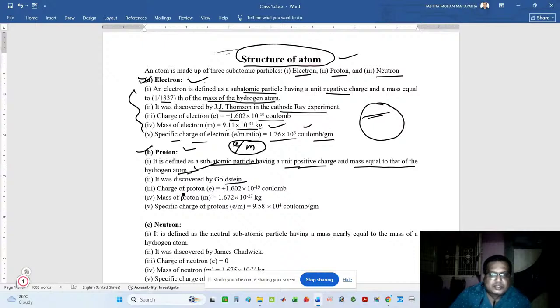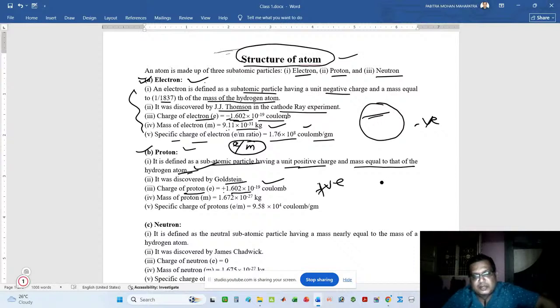The charge of a proton is equal in magnitude to the charge of an electron. Here it is 1.602 into 10 to the minus 19 coulomb, and for the proton also 1.602 into 10 to the minus 19 coulomb. But a negative sign is used for the electron and a positive sign for the proton. A proton always has a positive charge, but an electron has a negative charge. Clear?